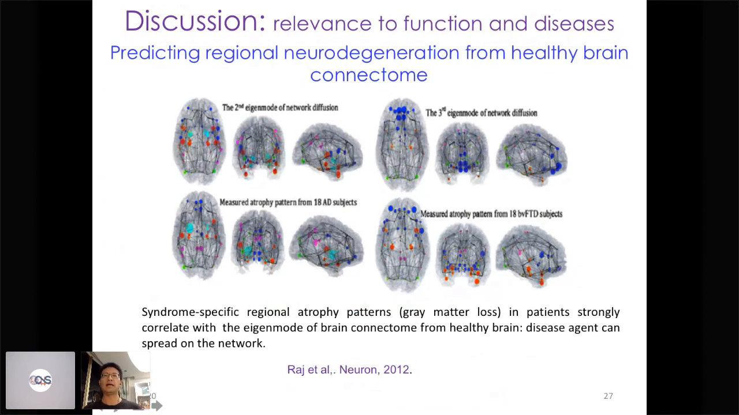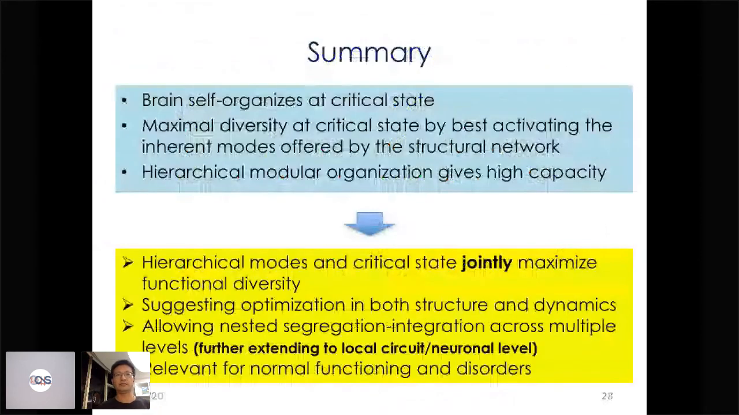This work shows that the second eigenmode seems to correspond to AD, and the third eigenmode corresponds to another subtype of dementia. And this eigenvalue actually corresponds to the percentage of the disease in the population. So I think this is a very interesting association between this kind of dynamical concept and the disease and the function. So now I come to the summary of my work.